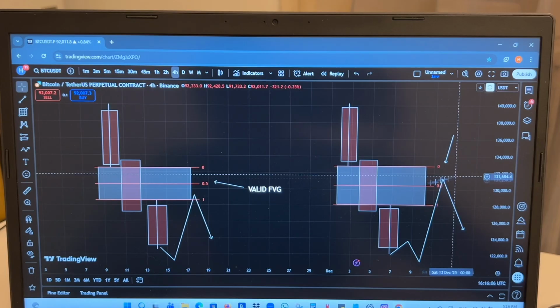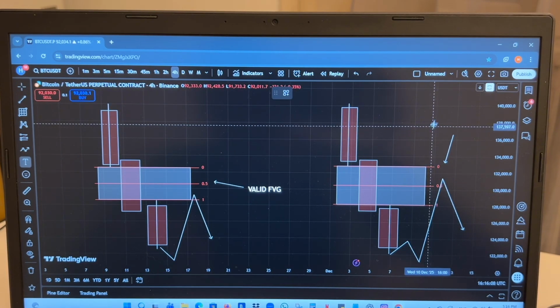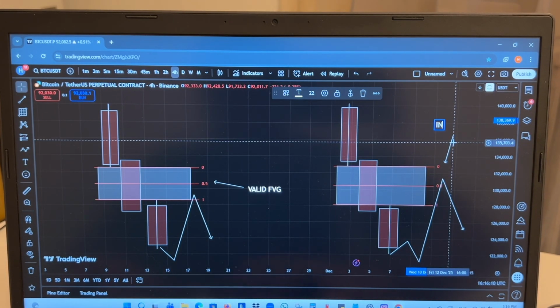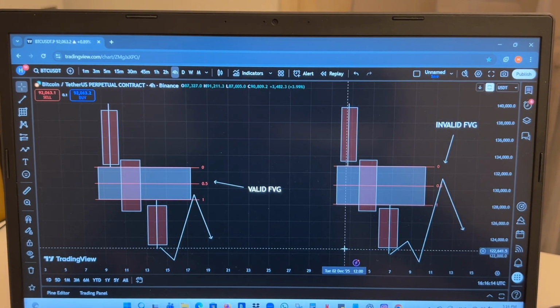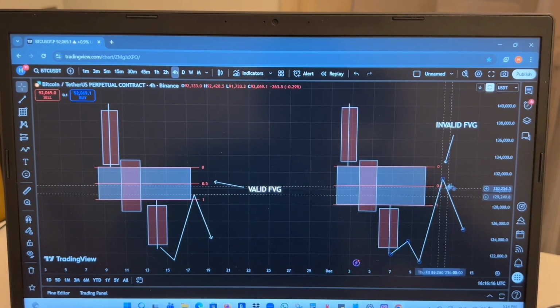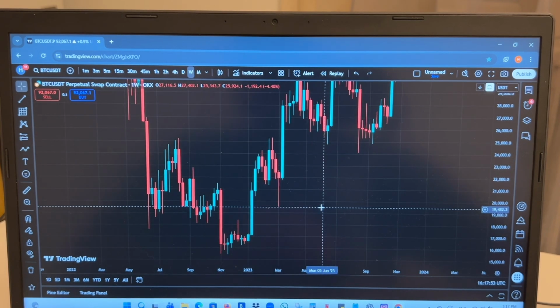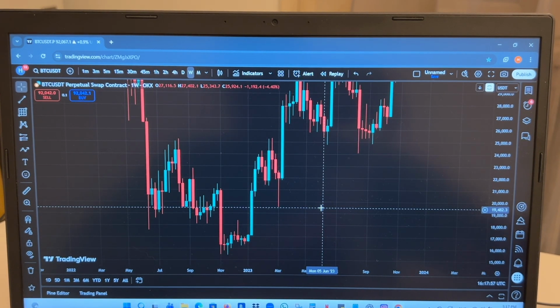And then what we are going to do is identify this as an invalid FVG. There you go. So this is how it works out in FVGs. So let's go to the live charts for me to show you guys that this actually works.